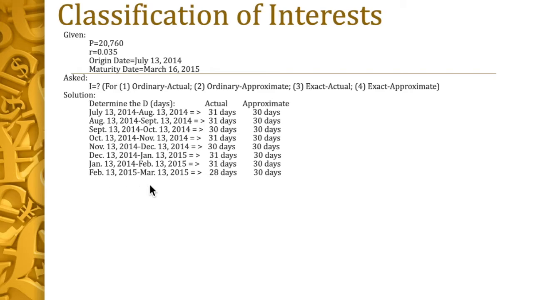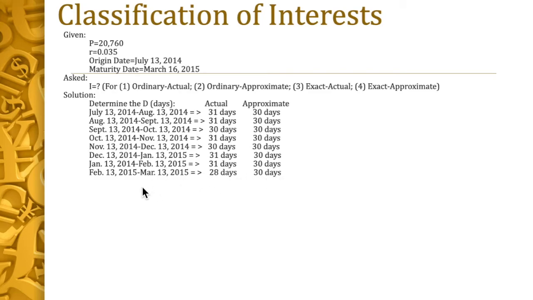So we must ask ourselves: is this year a leap year? Probably not, because 2015 or 15 is not a multiple of 4. So it's not a leap year, therefore February has only 28 days. And for approximate, take note, including February, approximate will still stick on the 30 days. Okay, no matter what, even if it's February. So it's still 30 days.